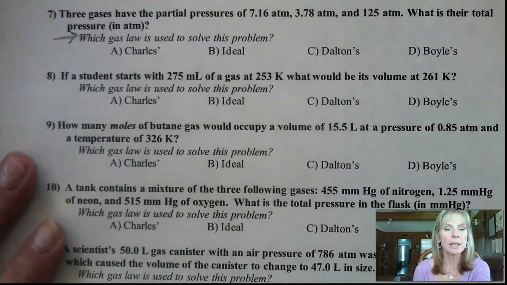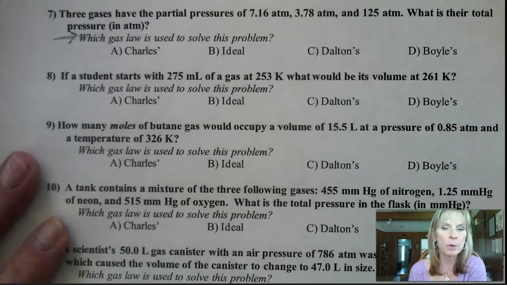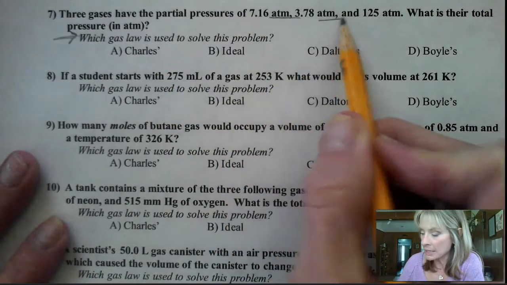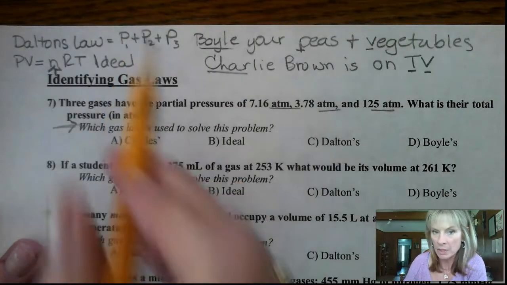So let's get started on number 7. Three gases have partial pressures of 7.16 atmospheres, 3.78 atmospheres, and 125 atmospheres. What's their total pressure in atmospheres? Well, everything's atm, everything's pressure. Remember, if all we have is pressure, it's going to be Dalton's law.